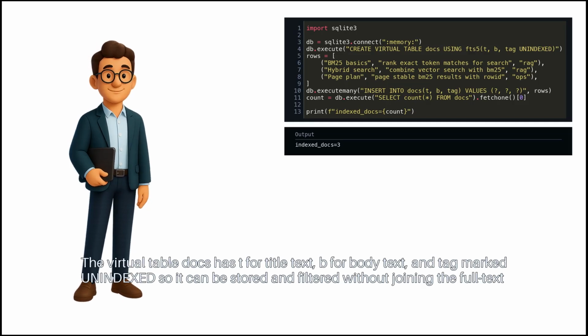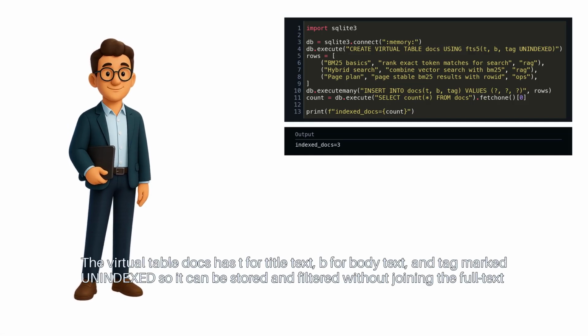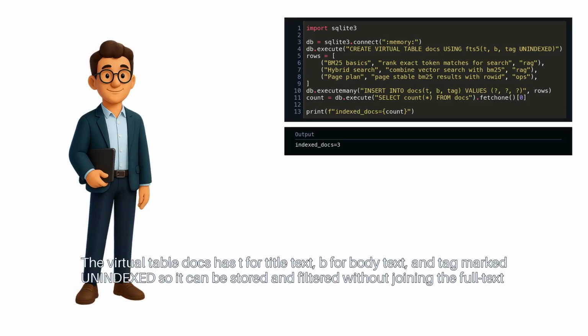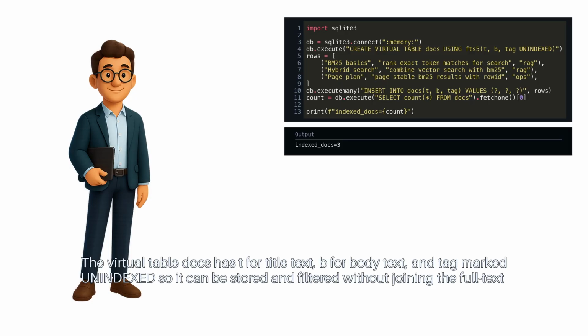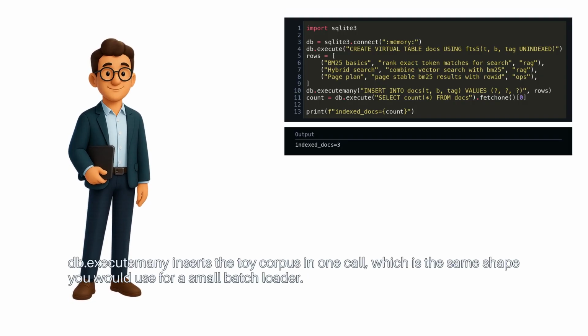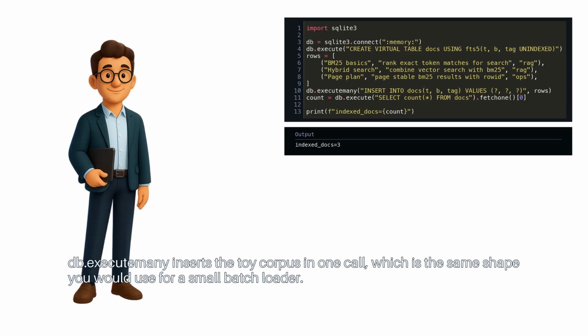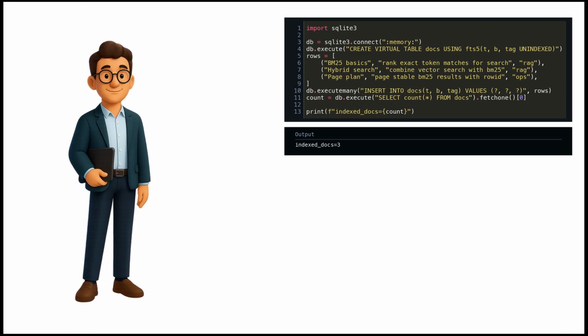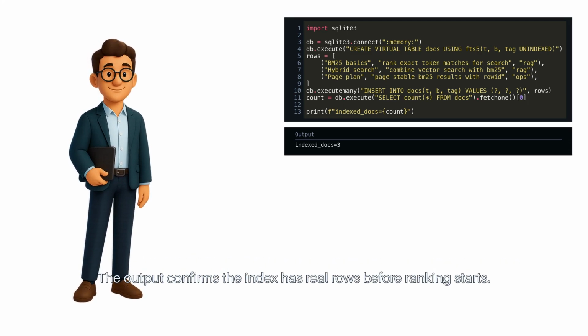The virtual table docs has T for title text, B for body text, and tag marked UNINDEXED, so it can be stored and filtered without joining the full-text vocabulary. db.executemany inserts the toy corpus in one call, which is the same shape you would use for a small batch loader. The output confirms the index has real rows before ranking starts.